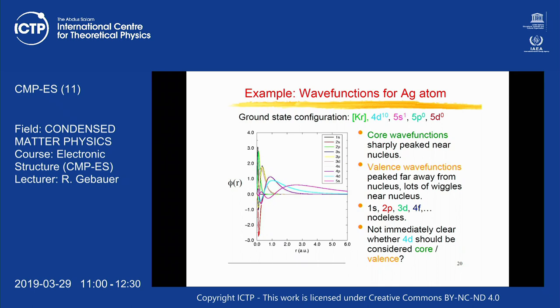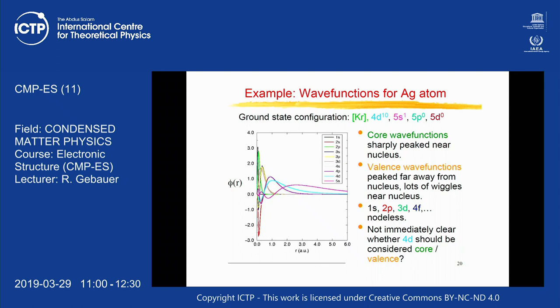This is because they are all s wave functions, the angular part is the same, and therefore the radial part must become orthogonal, and therefore they must have these oscillations. So also the wave functions we are interested in will have close to the nucleus wiggles, which we cannot describe with plane waves easily.